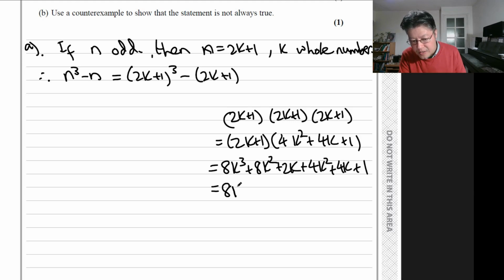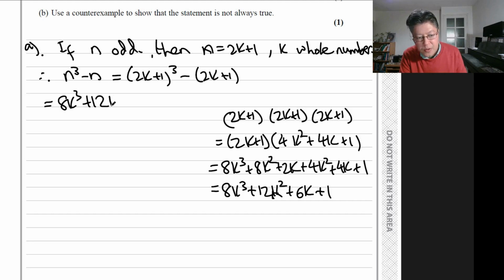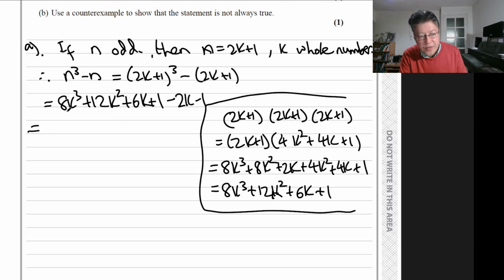And we'll collect like terms. So it's 8k cubed plus 12k squared plus 6k plus 1. Okay, so if we go back here, that equals 8k cubed plus 12k squared plus 6k plus 1. Then minus, and we can expand the bracket, so that's minus 2k minus 1. Let's do that. So equals, so we'll now simplify this. 8k cubed plus 12k squared plus 4k.